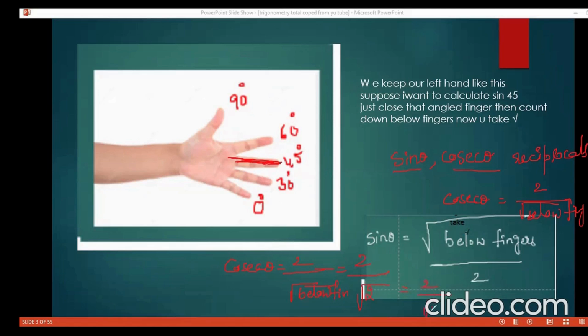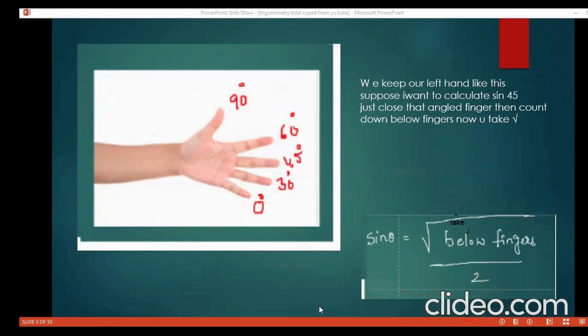2 upon root 2. Root 2 can be written as root 2 whole square, right? So, 1 root 2 and 1 root 2 cancel. You are getting root 2. So, this is not cosecant theta, it is cosecant 45. Instead of theta, we took 45, right? So, cosecant 45 is equal to root 2. In this way, we can calculate cosecant theta.